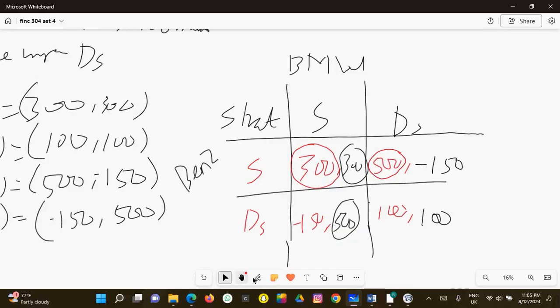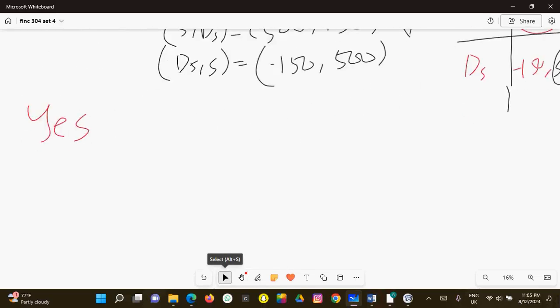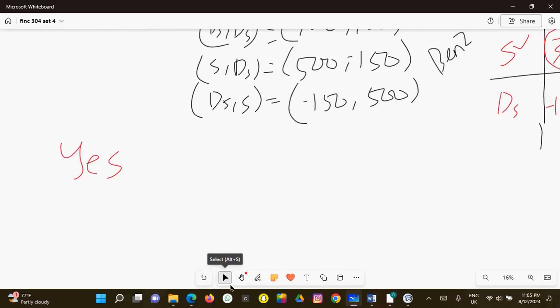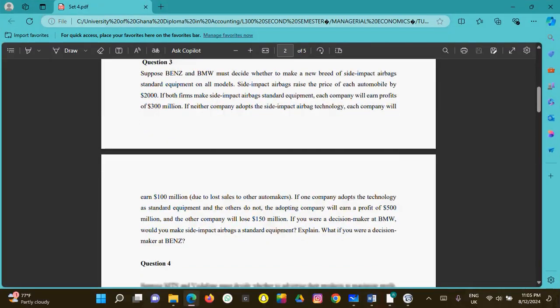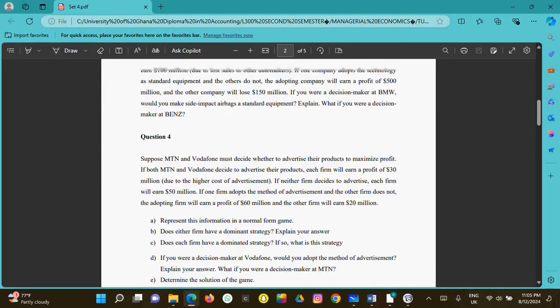So you see, since it is here, and this one is here, it is a dominant strategy. So both of them are going to make side impact airbags because that gives them the highest payoff, irrespective of what the other firms do or the decisions the other firms make. And so that is it for that one. So let's go to question 4.